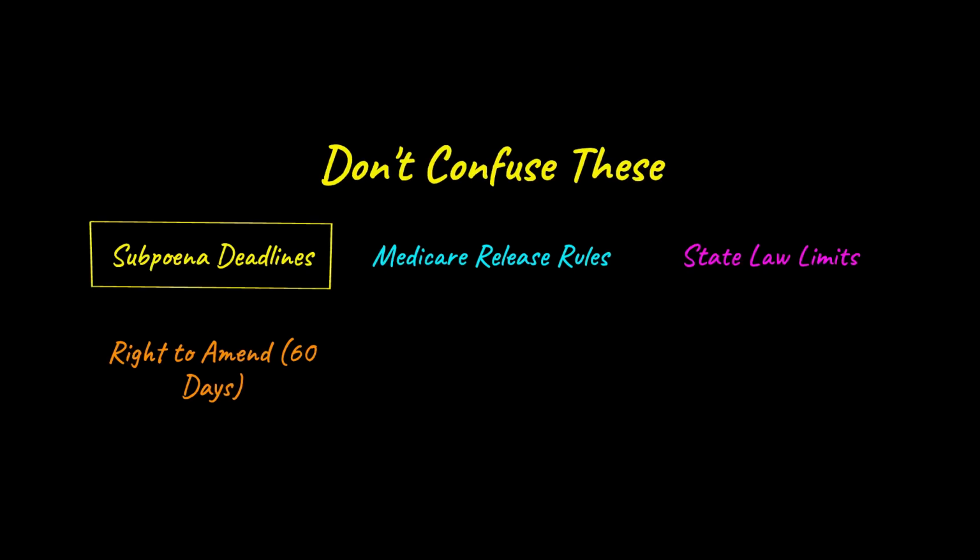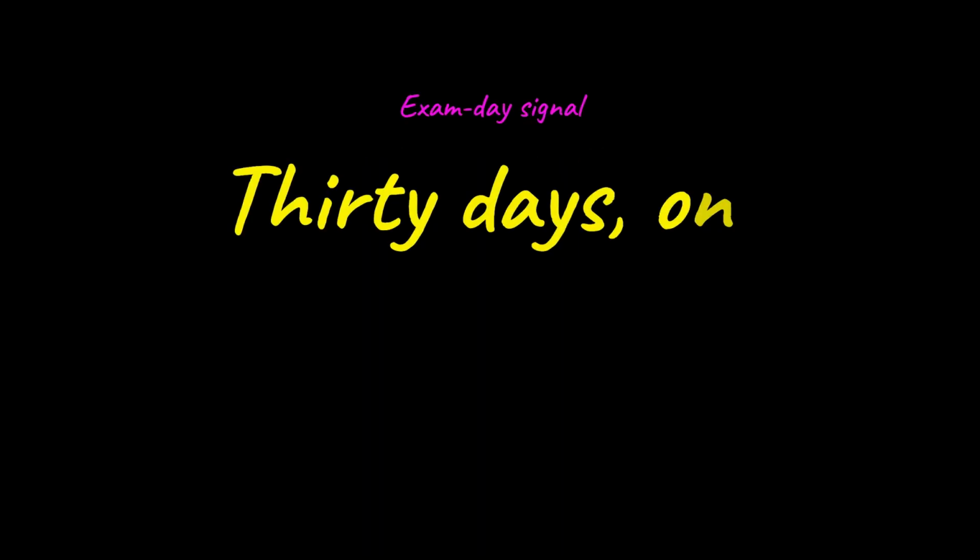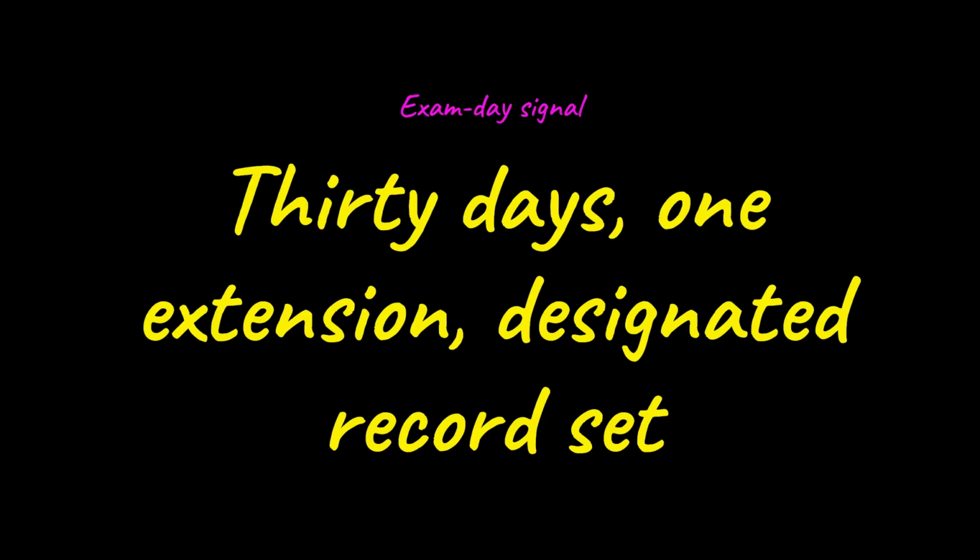Watch for confusable concepts. Subpoena response times follow court rules. Medicare release standards apply to specific functions. State laws may shorten the window for certain records. And the separate right to amend records has its own 60-day standard. When a stem describes a patient requesting a chart copy, remember the phrases right of access, designated record set, and reasonable cost-based fee, and lock in 30 days with 1 allowed extension as the answer.